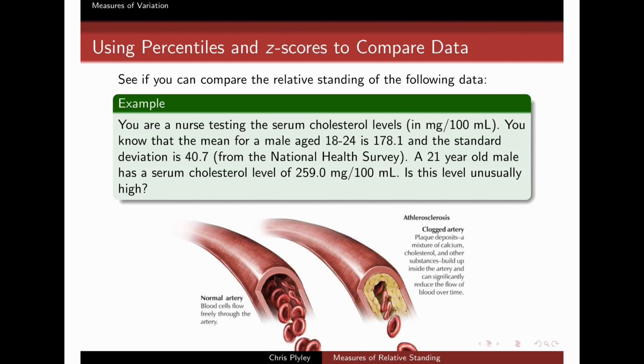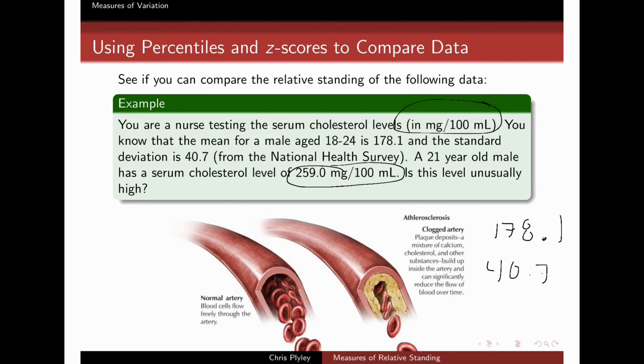I just want to do one more example here about using z-scores to determine how unusual a point of data is. Suppose that you're a nurse and you're testing the cholesterol levels in different patients, cholesterol measured in milligrams per 100 milliliters. You know that for the average male between 18 and 24, the cholesterol level is 178.1, and the standard deviation is 40.7. These are true data values from the National Health Survey. So you have a male who's 21 years old, and he comes to you, and you test his cholesterol, and it comes out at 259.0.